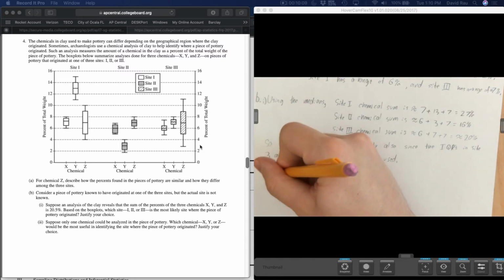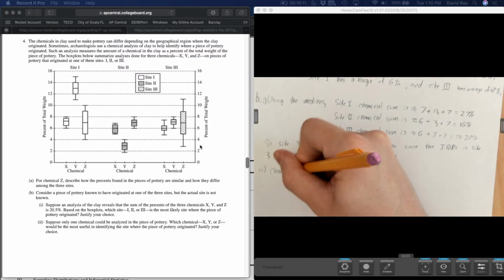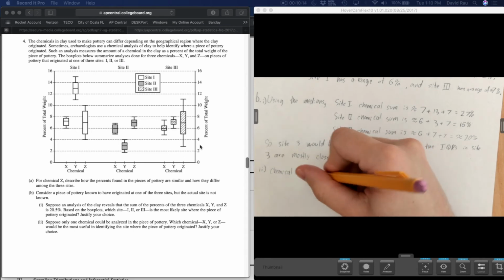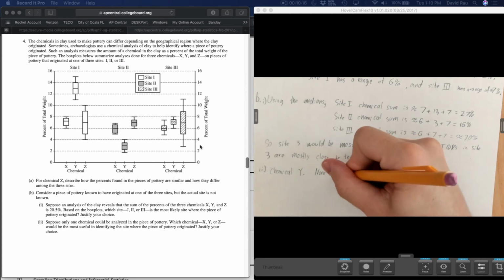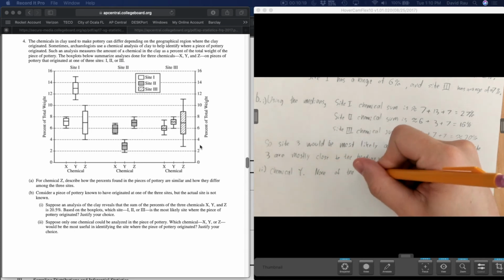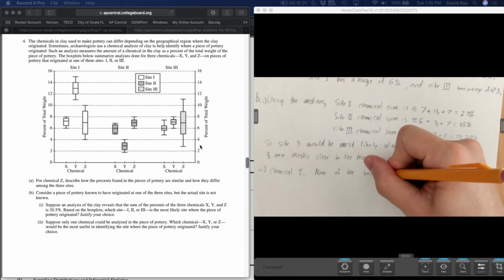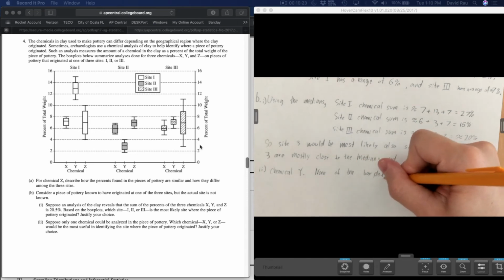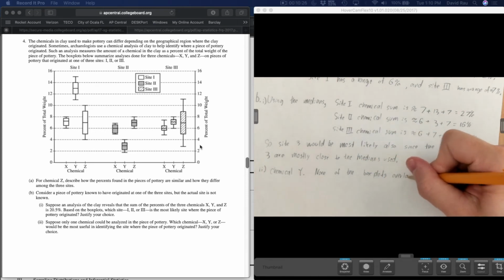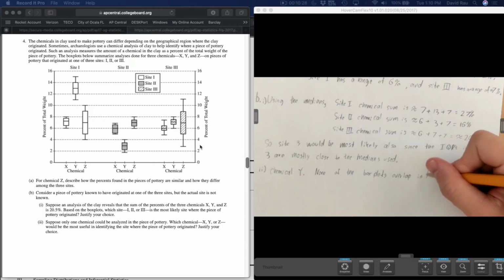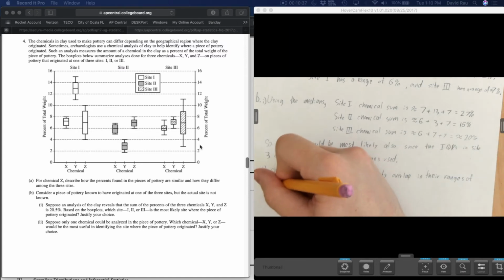So chemical Y. None of the box plots overlap in their ranges of percentages.